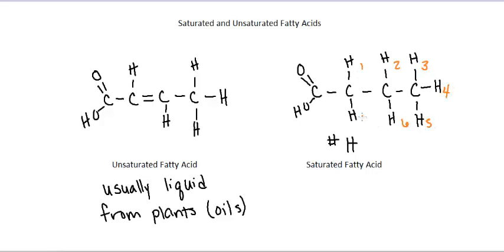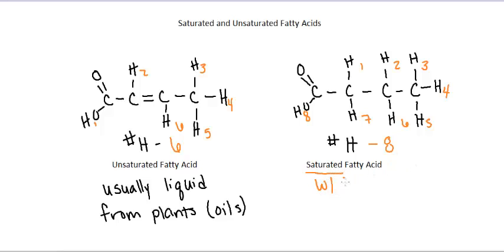Let's count these carbons here in our saturated fatty acid, and you'll notice that both of these chains are the same length. And there are 8 hydrogens in our saturated fatty acid. In an unsaturated fatty acid of the same length, we have fewer hydrogens. Instead of 8, we have only 6.